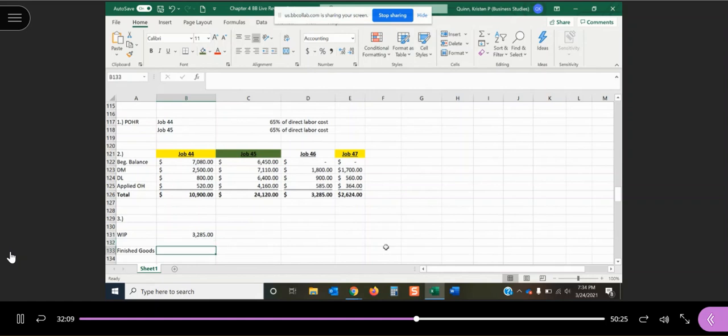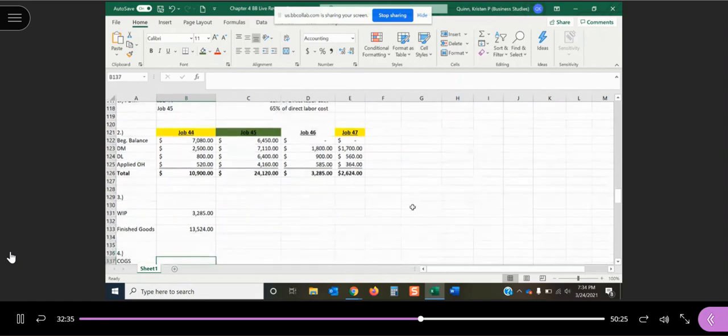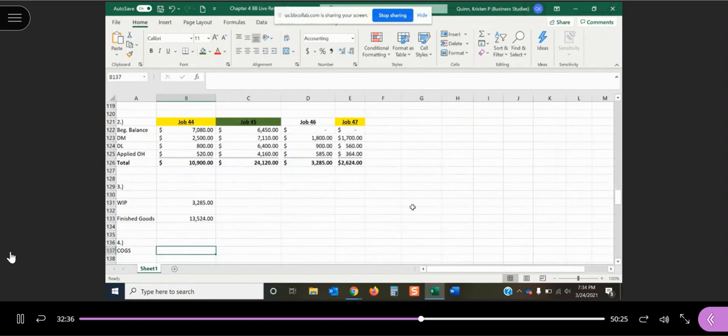Finished goods is also an asset account, and it represents jobs that we've completed but have not sold. So we've completed job 44 and we completed job 47, but we haven't sold either one of those jobs yet. So our finished goods inventory on our balance sheet would be for that $13,524.